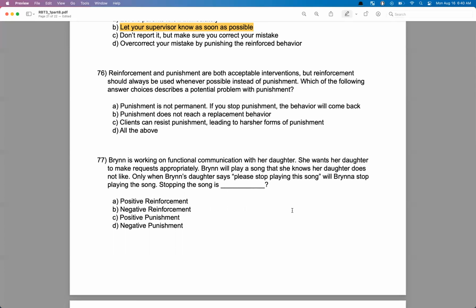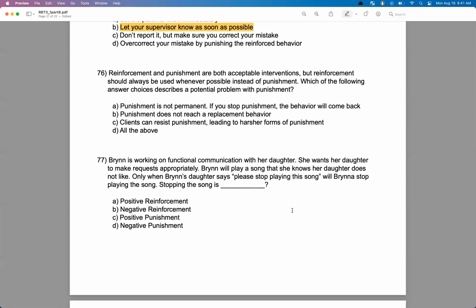And what are the potential problems with punishment, right? Punishment is a primary principle of behavior change, right? It is an effective way to change behavior. That's not the issue. What are the issues with punishment? A, punishment is not permanent. If you stop punishment, the behavior will come back. Yes, punishment is not permanent. Reinforcement is permanent, right? If reinforcement is done the right way and faded the correct way, reinforcement can be permanent. Punishment is not. If you stop punishment, that behavior will come back.